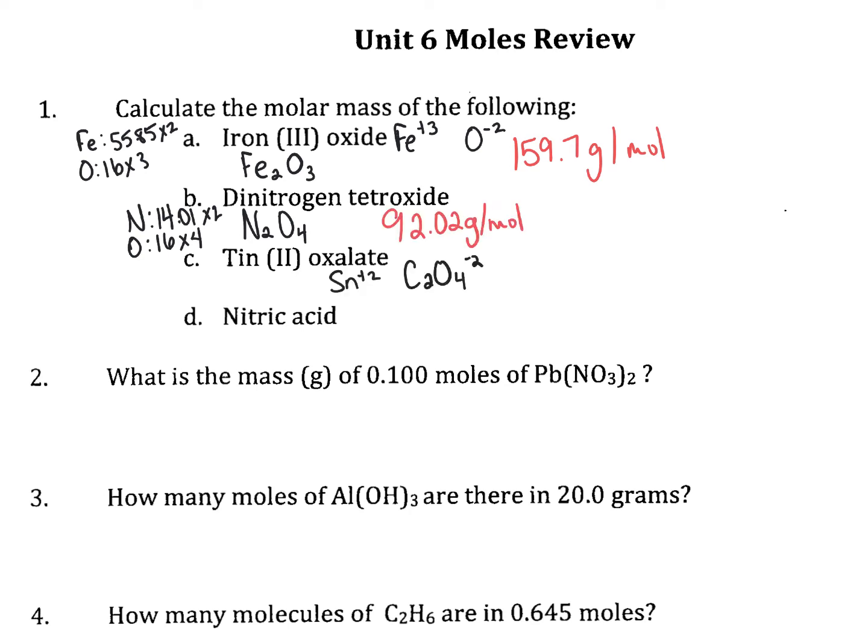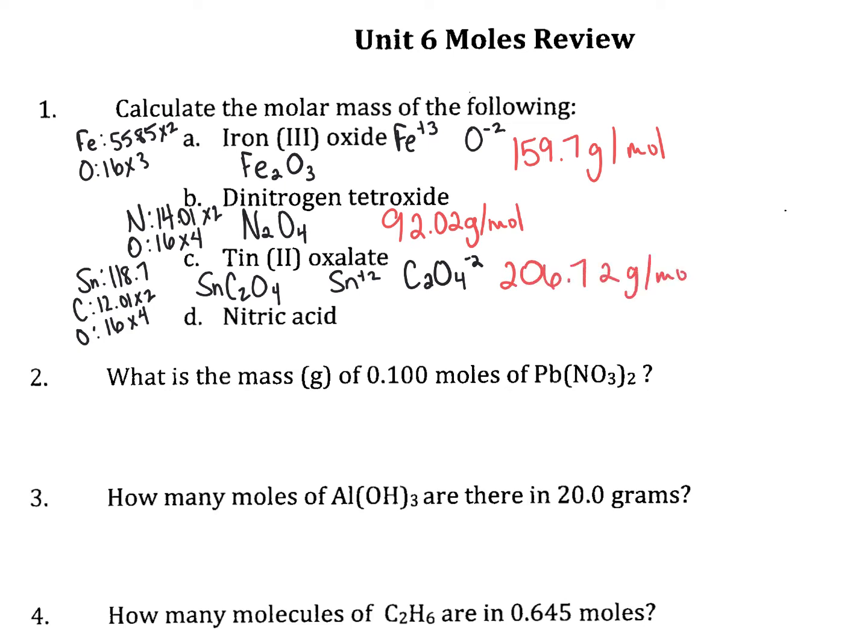For tin 2 oxalate, we do need to look up the charges of oxalate. Tin's charge is going to be a positive 2. Oxalate is C2O4 with a negative 2 charge. So our formula is just SnC2O4. And now we can go ahead and use the periodic table to determine our molar mass, which you can see my work over to the left.